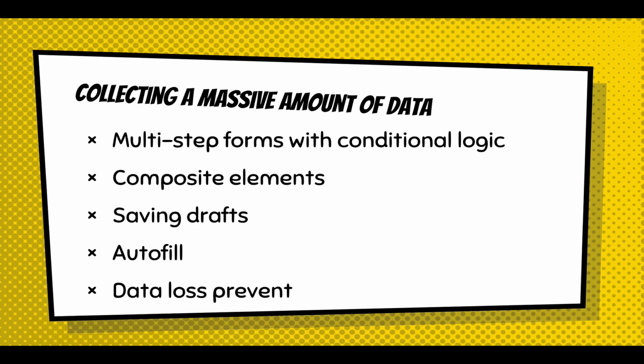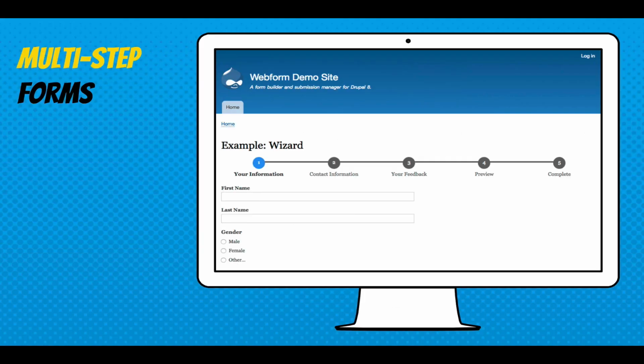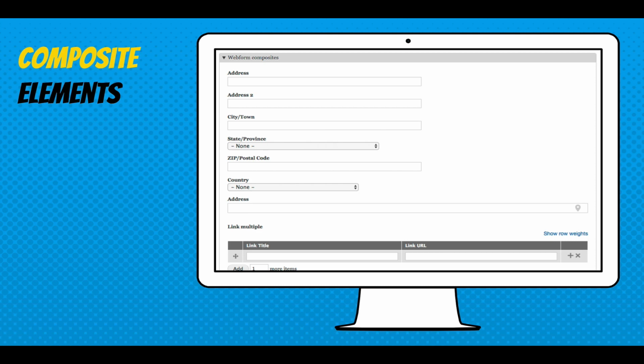You can even auto fill out a form. If you have people filling out forms multiple times, you can auto fill it out with their previous information. And there are even tools for data loss prevention, a little JavaScript code that makes sure they don't exit the form and lose their data. And this is a screenshot of a multi-step form, a wizard. And this is a screenshot of a composite element, an address element, where we can collect all that data in one place.